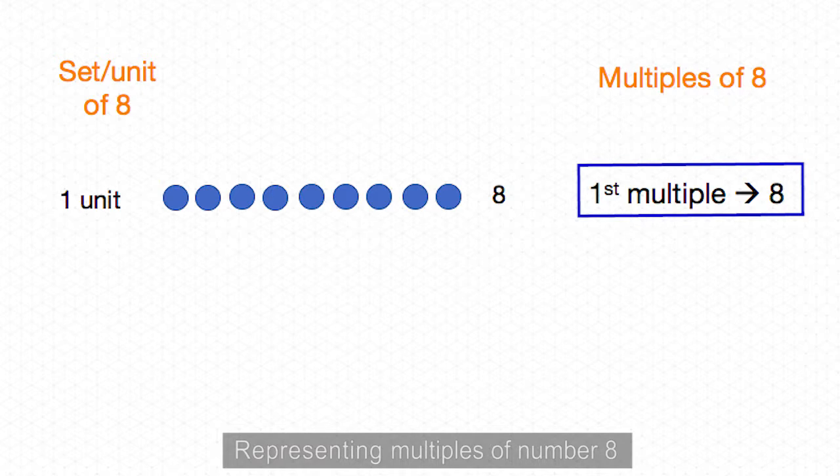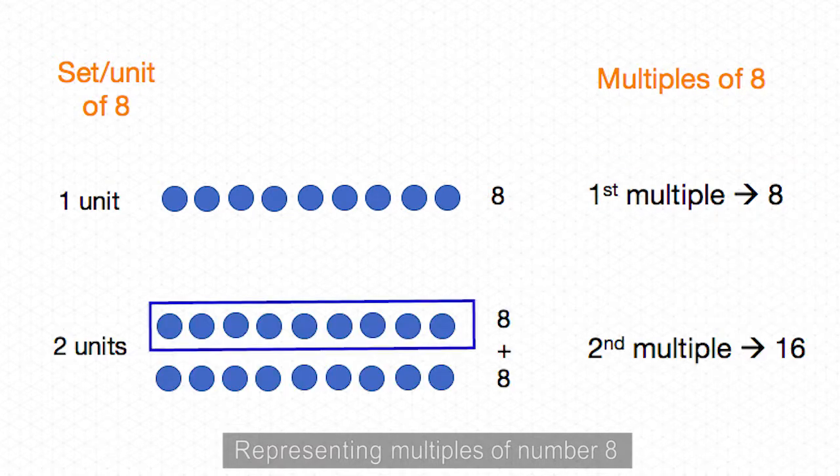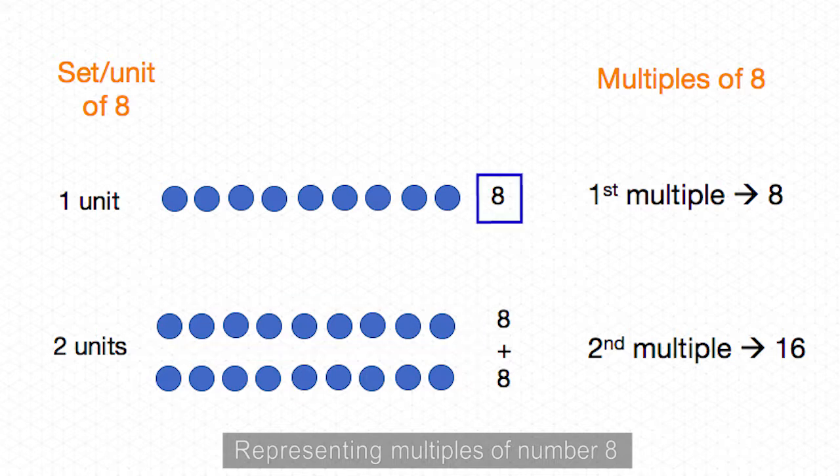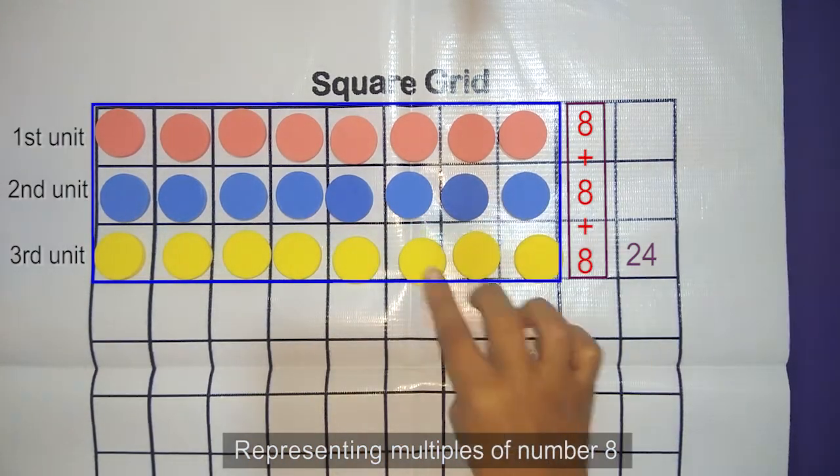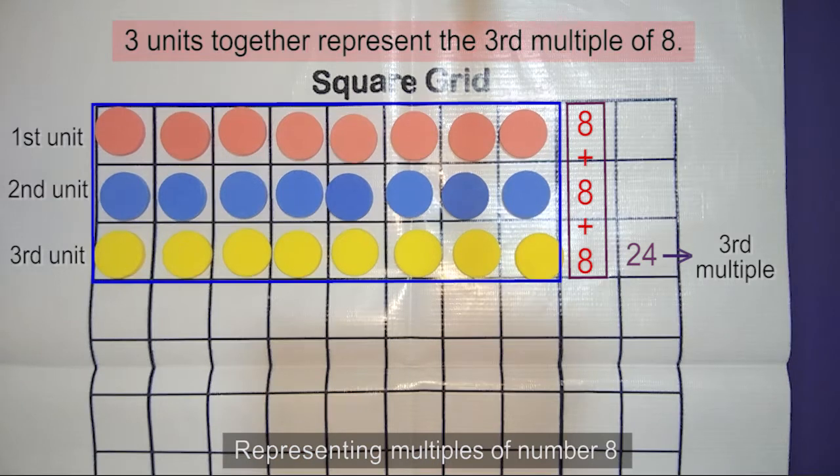And as your student starts adding more such sets, one below the other, you can help him see how the total number of counters keeps getting added by 8. And the number of multiples also increases by 1. For example, with 3 such sets, we get 24, making 24 the third multiple of 8.